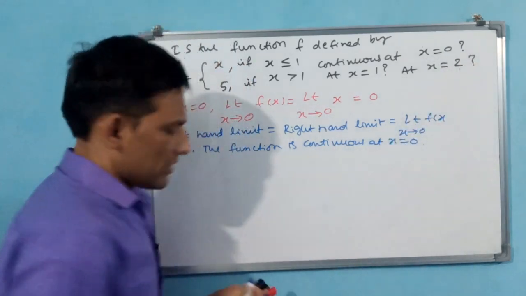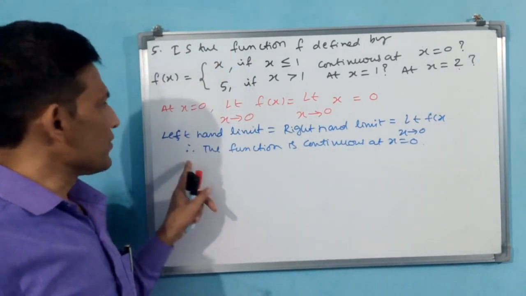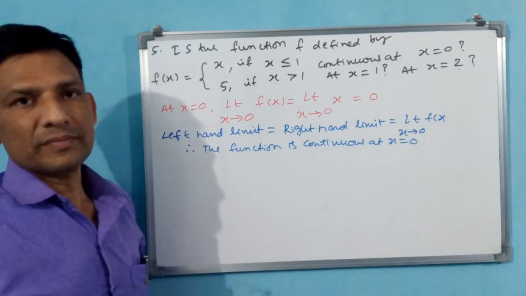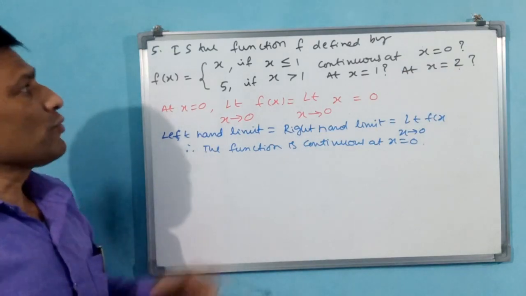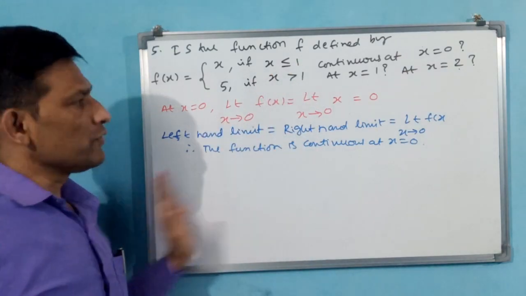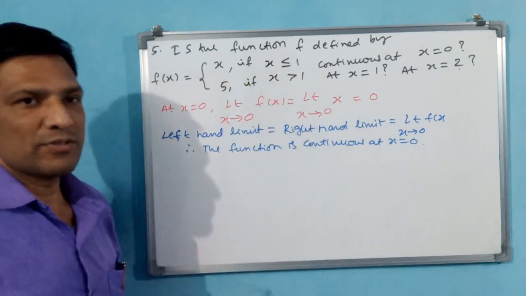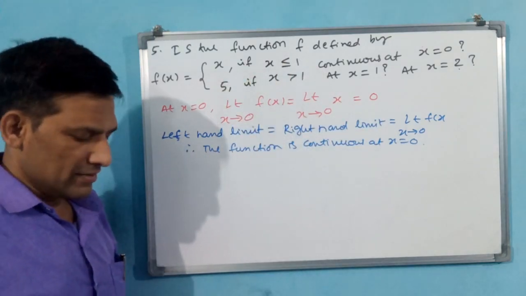That means the first one is over. Continuous at x is equal to 0. Up to x is equal to 1, it is continuous, from minus infinity to plus 1. Same value is there. There is no change of value.